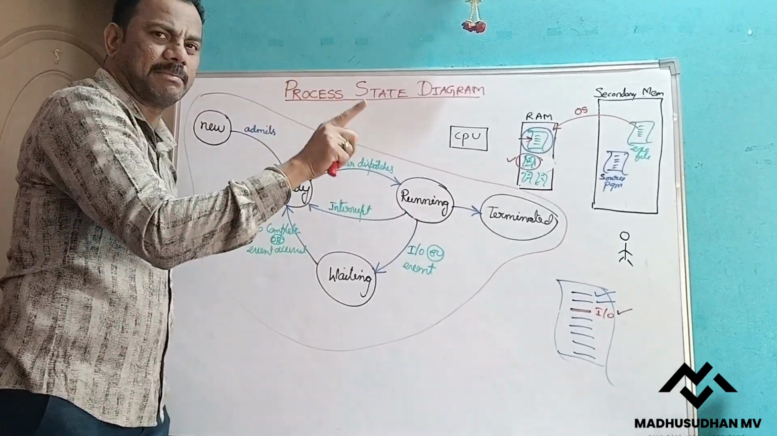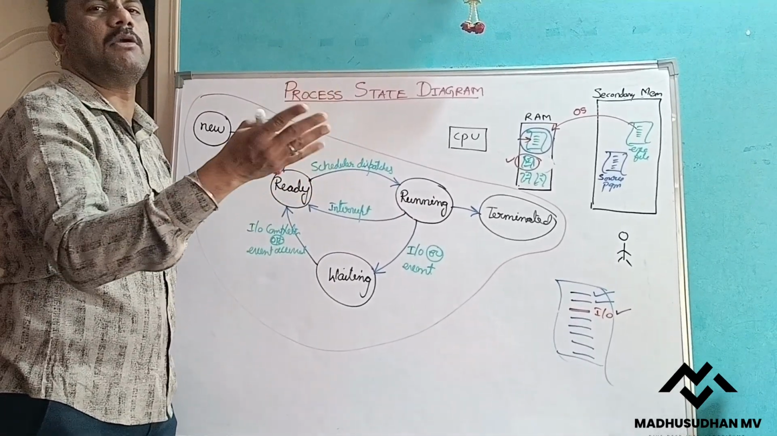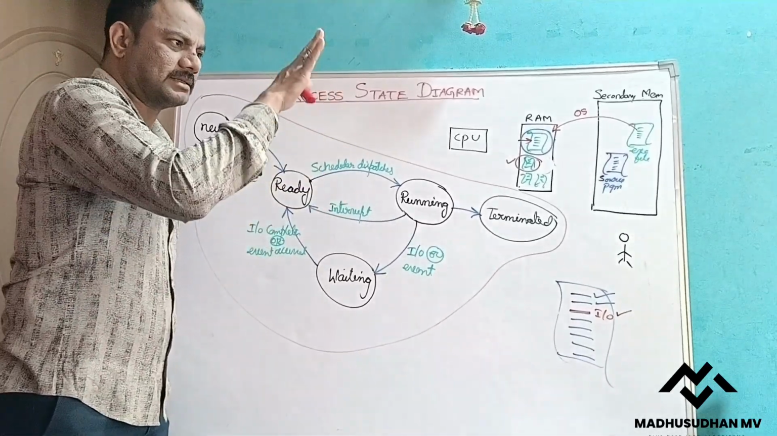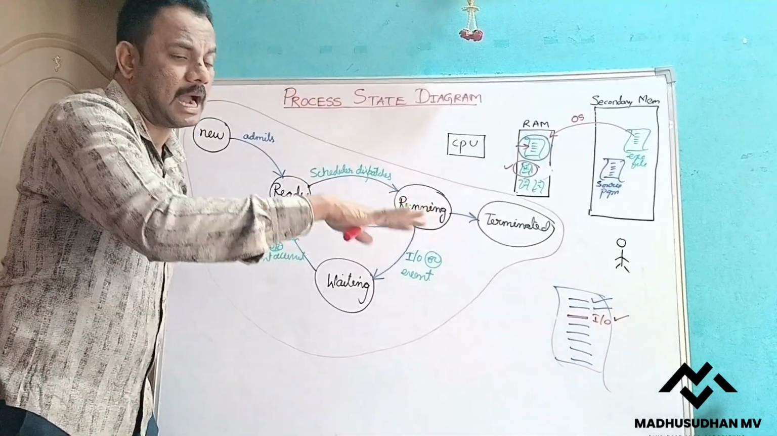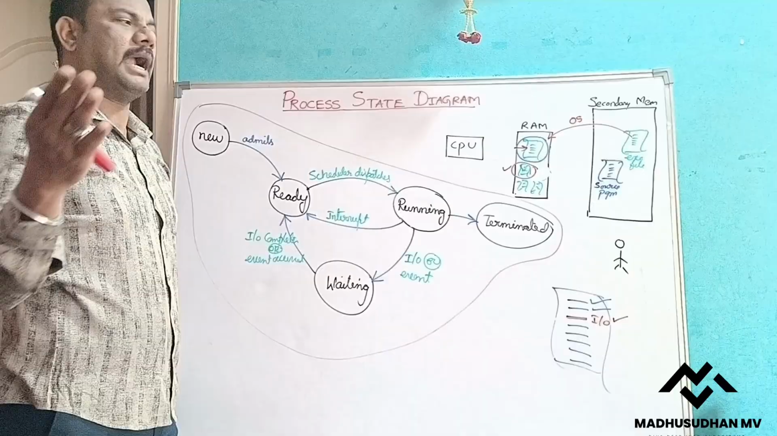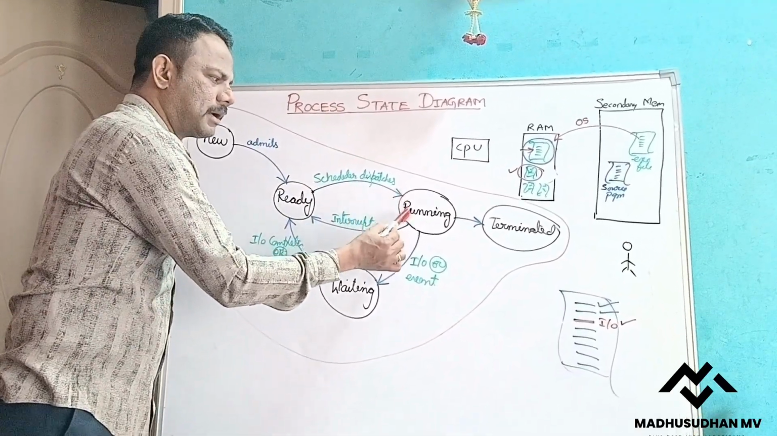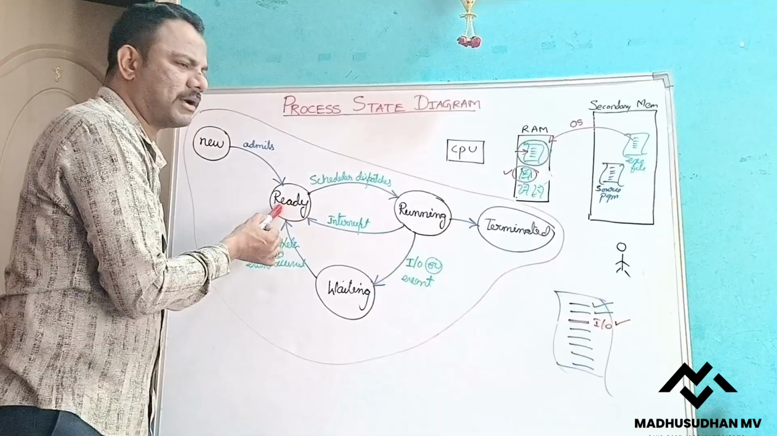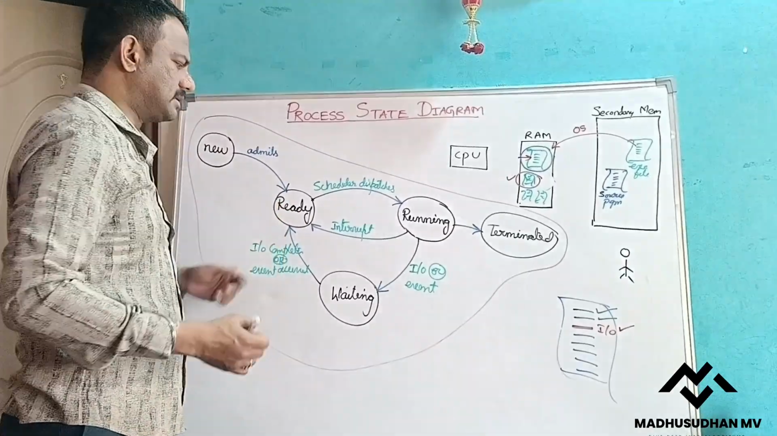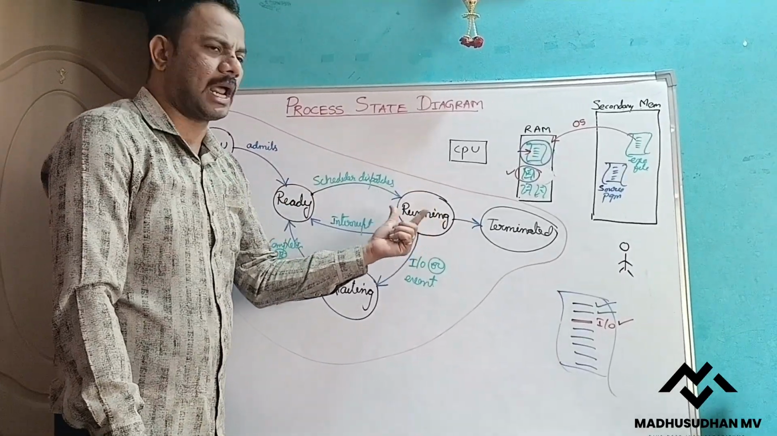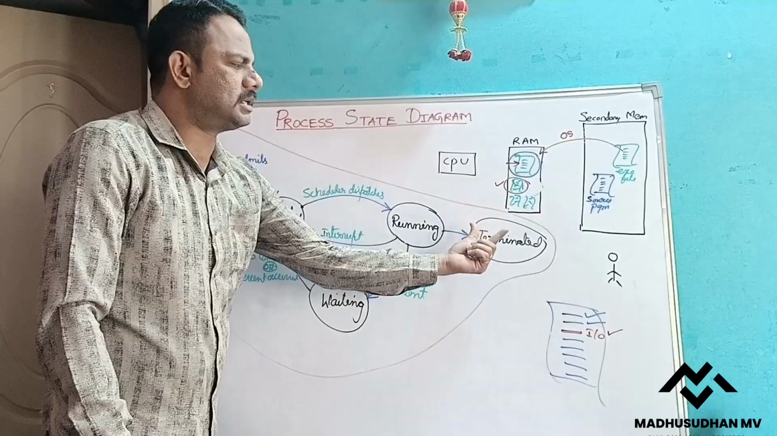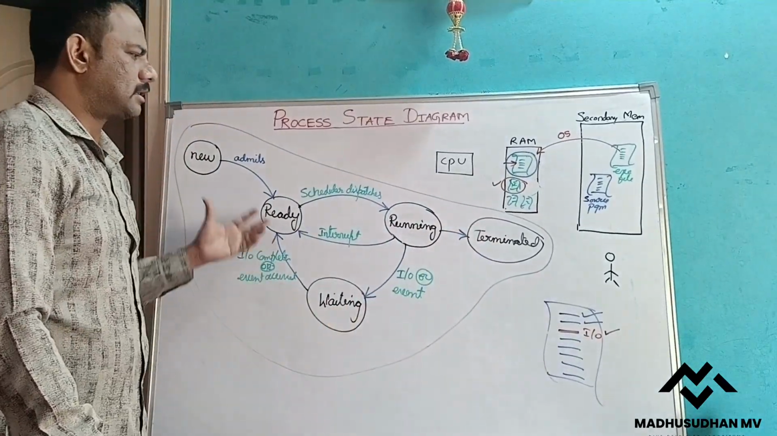When does it go from running to ready state? Whenever an interrupt occurs, be it a software interrupt or a hardware interrupt. At that time, the processor stops executing the current process and attends the interrupt service routine. By that time, our running process is again waiting for the processor. Once our program completes its task, it goes to the terminated state. These are the five states.